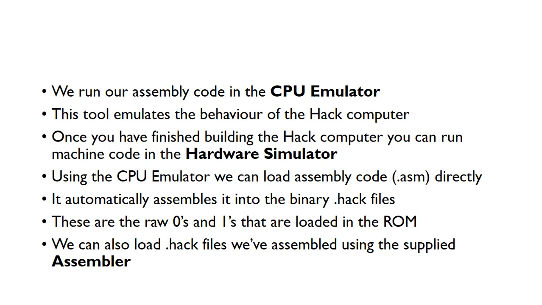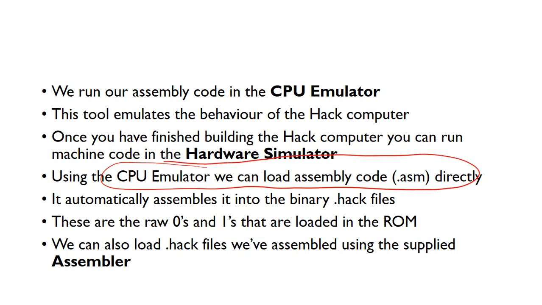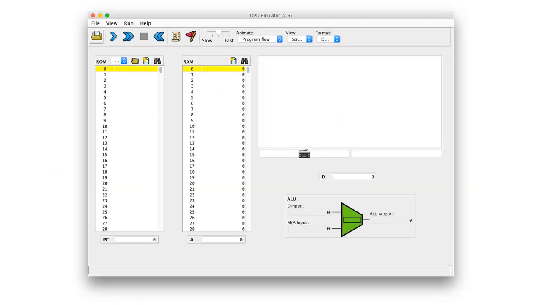With the emulator, we could either load the assembly code directly, or we could write the assembly code in a text editor and use the supplied assembler tool. This is a separate tool that will convert the assembly code into the hack file, and we could load that hack file into the CPU emulator. There are different ways of doing it, but generally the easiest way is just to load the assembly code directly with the CPU emulator. This window shows the CPU emulator.